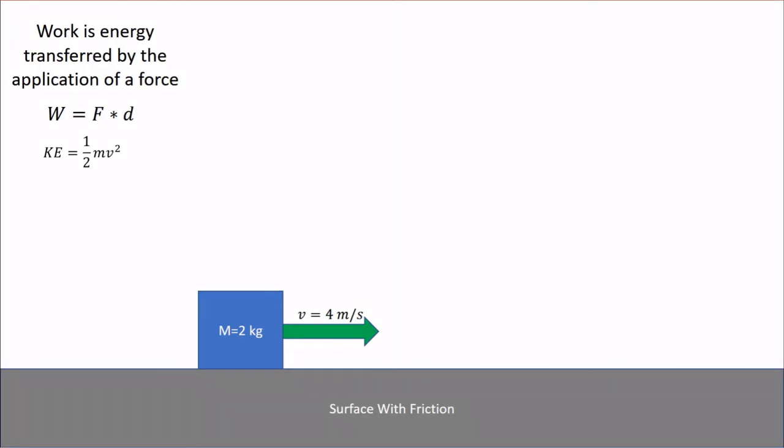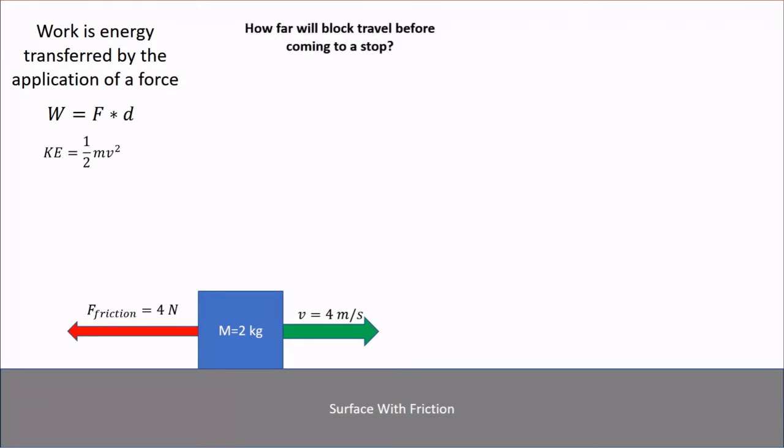Let's look at the following example. Imagine I have a block of mass 2 kilograms sliding along a surface at 4 meters per second. The surface does have friction though, so there is a frictional force opposing this motion. Let's say it has a force of 4 newtons. How far will my block go before it comes to a complete halt? Well, our question really is, how much distance before the kinetic energy of the block is reduced to zero? Because when the kinetic energy is zero, the speed is zero.